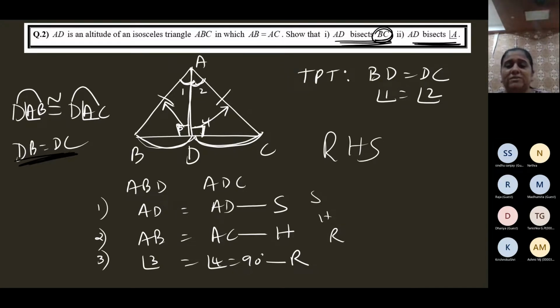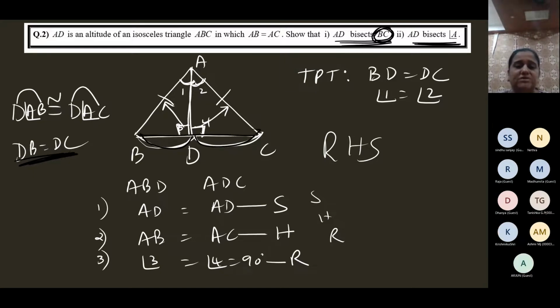BC is bisected, that means cut into two equal pieces, DB and DC. If DB is equal to DC, that means AD bisects BC. See here, if this piece DB is equal to DC, that means BC is bisected, cut into two equal pieces. And if angle A is bisected, that means angle 1 should be equal to angle 2. So we have proved both the results. Angle 1 is equal to angle 2 and BD is equal to DC. Hence, we have proved these two.